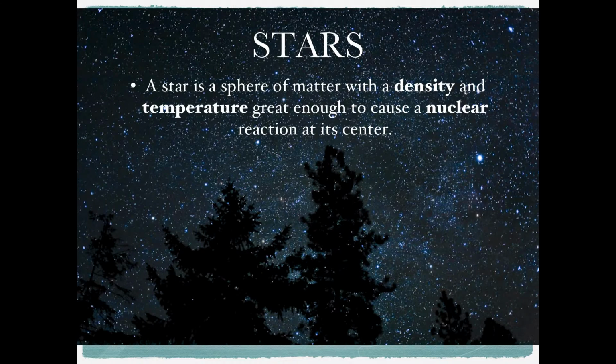There it is. And in our galaxy, we have hundreds of billions of stars. And a star is a sphere of matter with a density and temperature great enough to cause a nuclear reaction at its core. And that nuclear reaction fuses hydrogen to helium, H to He, number 1 on the periodic table to number 2 on the periodic table. So what's happening is the hydrogen is flying around, smashing into each other in the sun. This is just very, very basic.